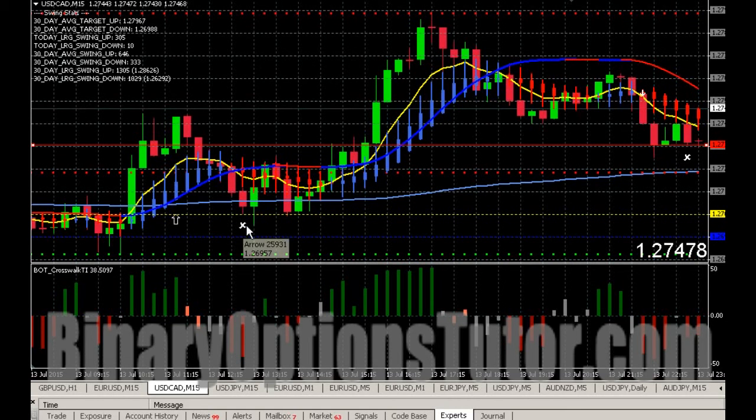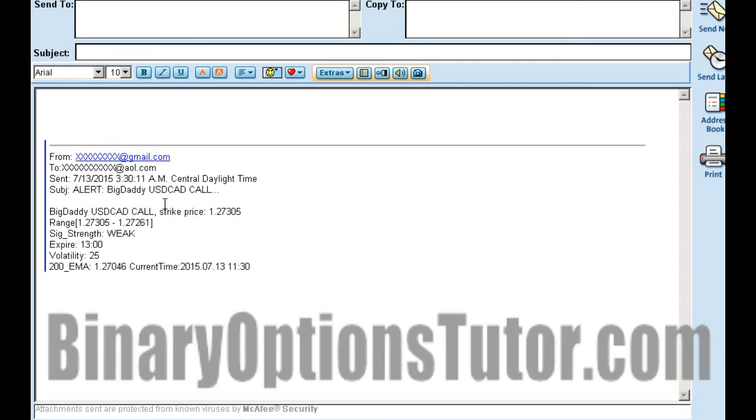Now this X, just like usually in these videos, marks the exit of the signal. So clearly this was a call, and the market just ran against us for the majority of the trade. Now let's look at something here. The trade itself was a weak trade right here.